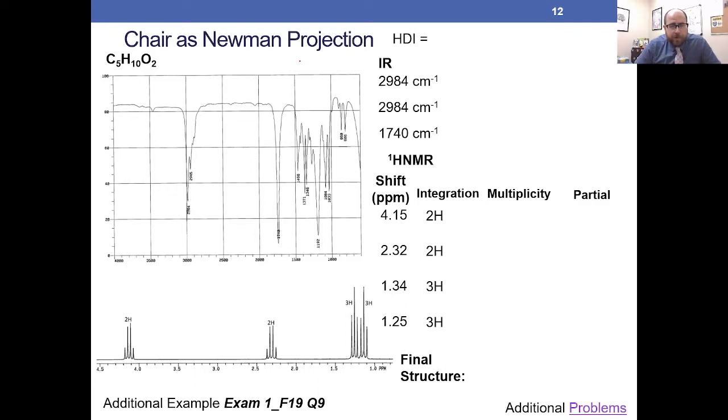So in this problem, we're going to be doing a combined spectra problem. We're given the molecular formula, an IR spectrum, and a proton NMR spectrum. From all that information, we can put it together to identify the structure of our unknown.